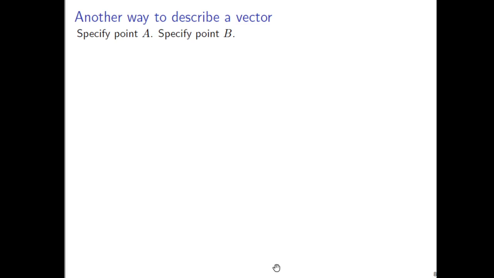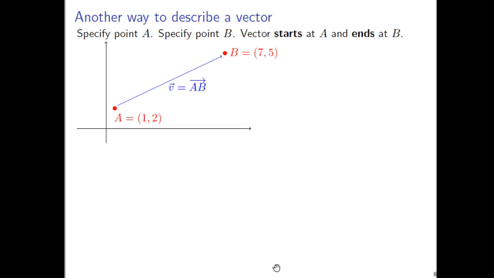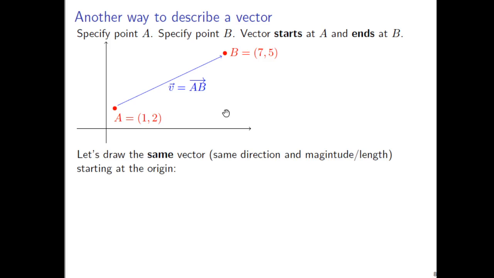Okay, another way to describe a vector, and we already kind of hinted at it with the position vector, but you could do this with any two points. Specify point A, specify point B. You have to start with two points, and the vector starts at point A and ends at point B. So for example, I have the point (1, 2) in red, called A. I have the point (7, 5) in red, called B. So the points are in red, these two separate points, and then the vector V, I will define here to be the vector that starts at the point A and ends at the point B.